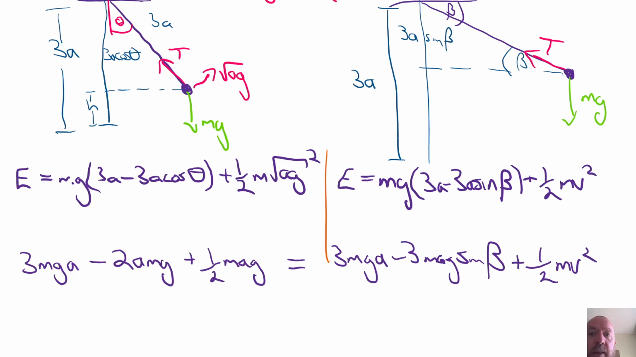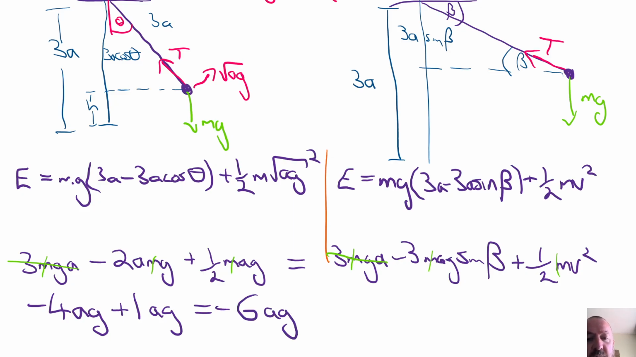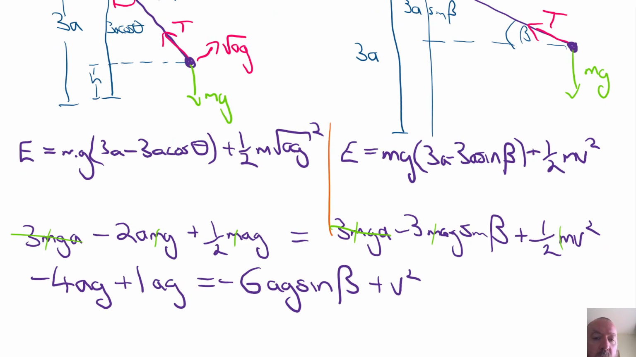Now there's m in everything, so I'm going to cancel the m's out in everything. And there's a 3ga left on both sides, so that and that can go away. And then I'm going to multiply everything by 2. That will give you minus 4ag plus 1ag equals minus 6ag sine beta plus v squared. Oh, and then we have it.